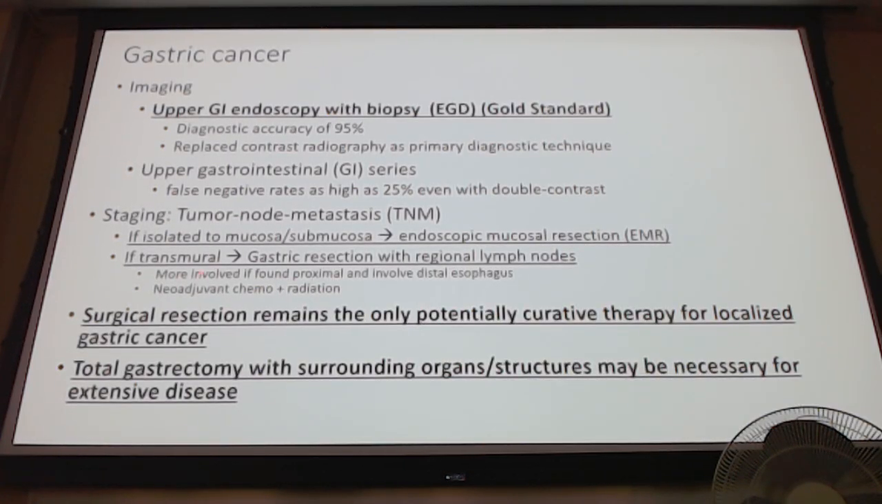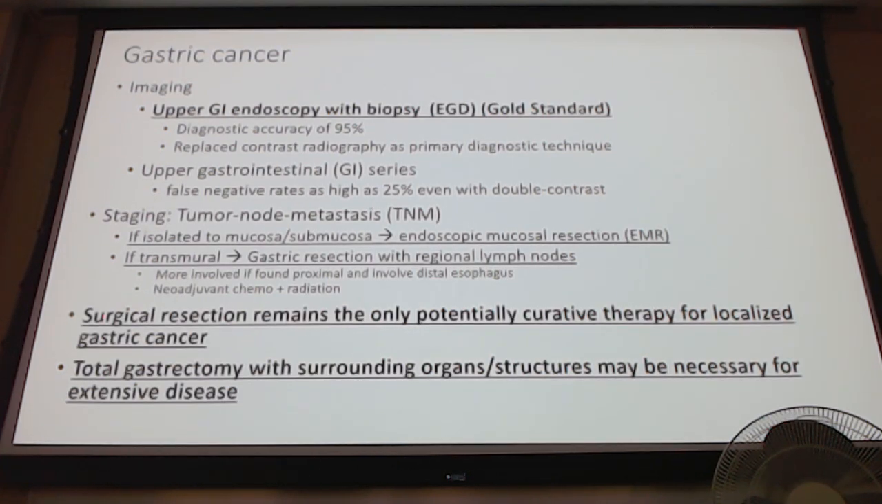If it is transmural, if it has invaded through the wall, or into other structures and metastasized, then we have to do a gastric resection with regional lymph node biopsies, and or we take the lymph nodes themselves. We don't necessarily do biopsies at that point, we just take them. We'll still do neoadjuvant chemo and radiation.